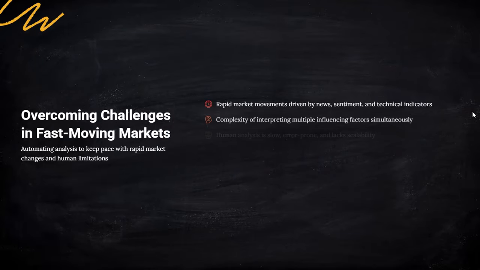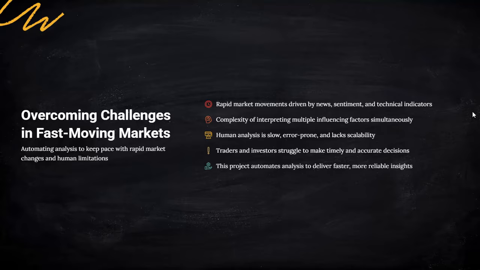Coming to the project, what are the challenges we are working on? First of all, in the stock market nowadays, rapid movements are due to the news, the sentiment and technical indicators. The complexity of interpreting these multiple influencing factors is very hard, and human analysis is very slow and error-prone, and traders and investors also struggle to make timely and accurate decisions. So in this project we automate analysis to deliver fast and more reliable insights.